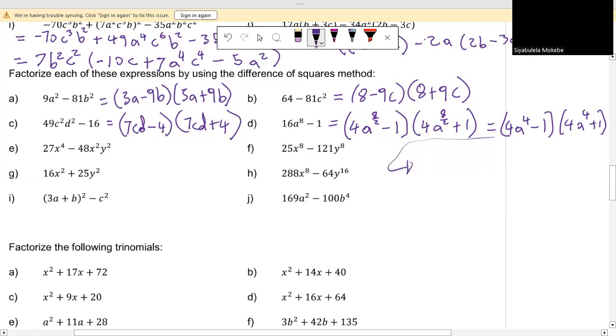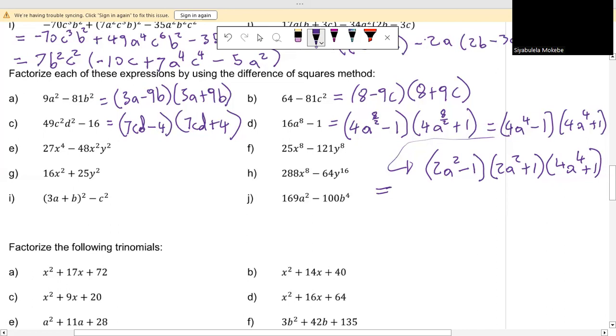So this is now: the square root of 4 is 2. Then the square root of a to the power of 4 is a squared, minus 1. Then 2a squared plus 1. This one doesn't change because this is not a difference. This is a sum. The sum doesn't change. Right, and then from here, you can leave it here. There's nothing wrong if you leave it here. But we can still continue.